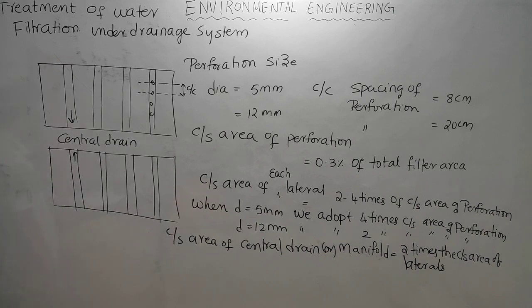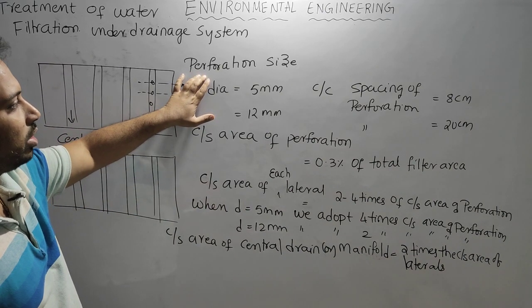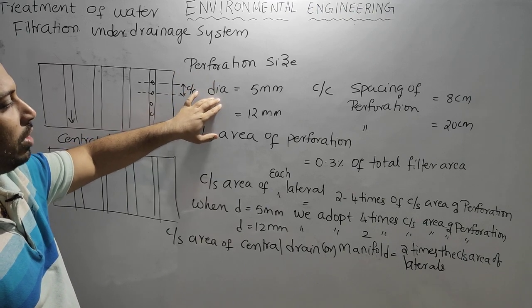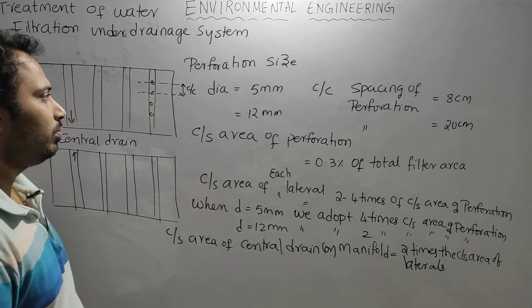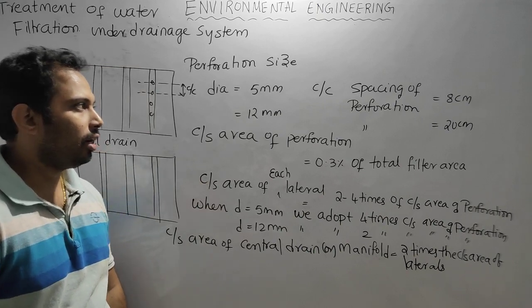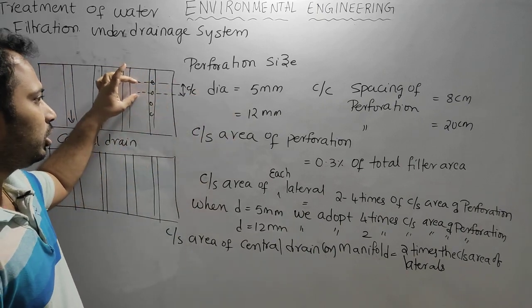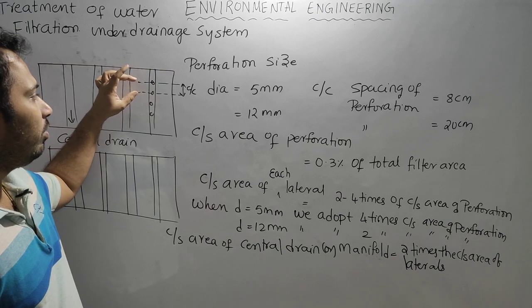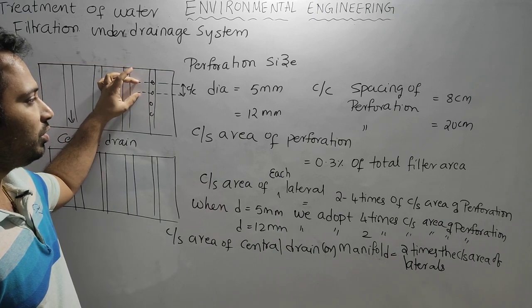Here, if the depth of the sand bed is D, I will explain it by drawing a figure. So these are the design steps of the under drainage system. Let us just repeat it again. First we need to fix the perforation size. We have 2 possible diameters here: 5 mm and 12 mm. If it is 5 mm, then the center to center spacing is 8 centimeter, and if it is 12 mm, the center to center spacing is 20 centimeter.